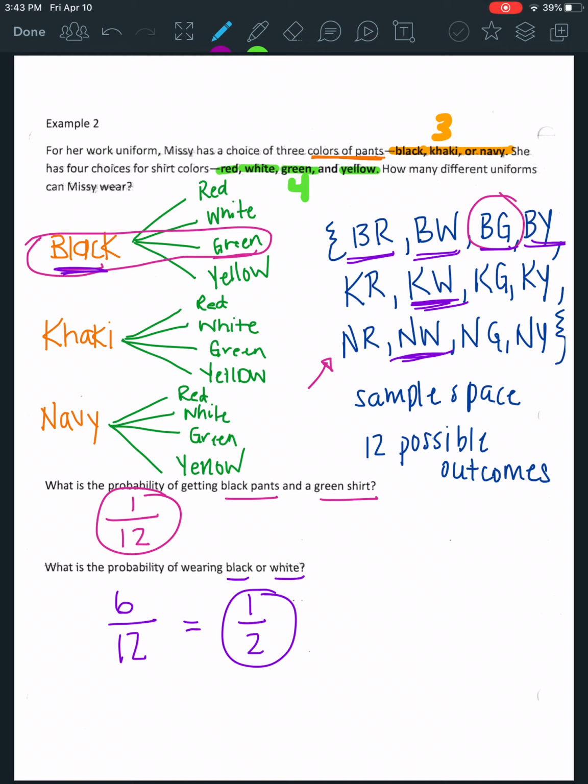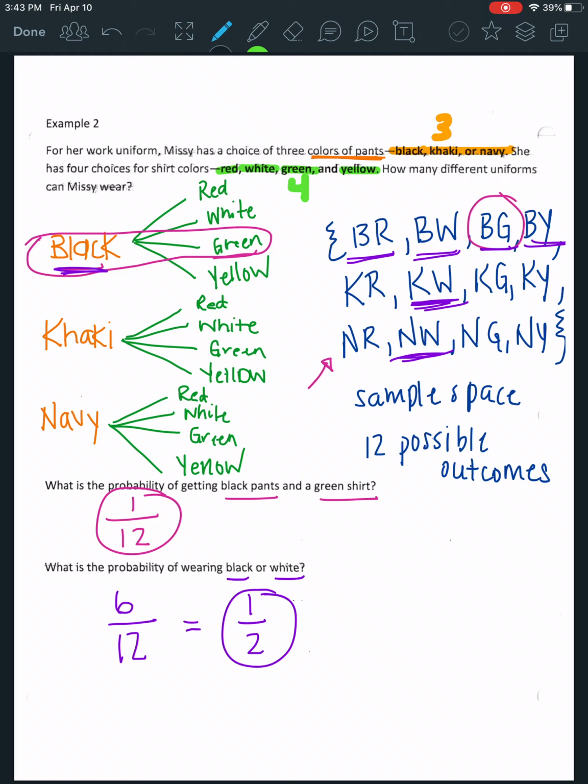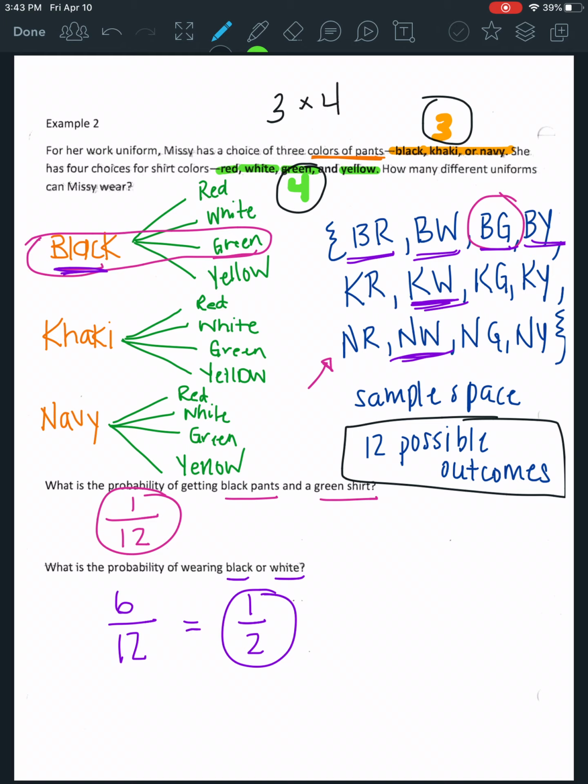50% chance. If you notice in both of these examples, there's something we call the fundamental counting principle, where we don't actually have to make the tree diagram unless we want to see all the sample spaces. If we just want to know how many possible outcomes there are, look at the events and how many options we have in each. We had 3 possible outcomes in the first event, 4 in the second event. If we multiply those, 3 times 4, that gives us our total possible outcomes.